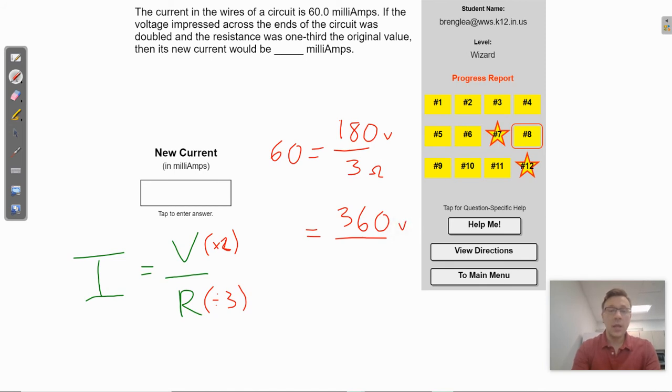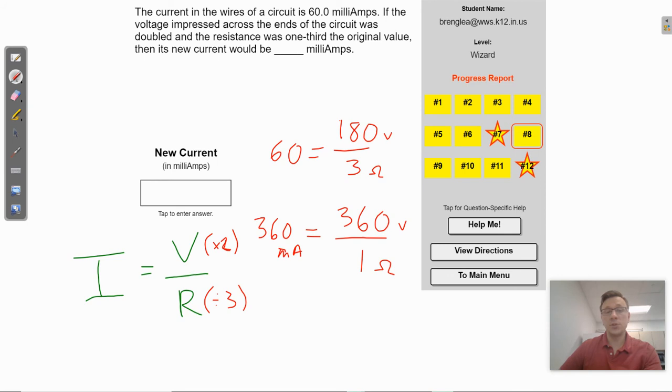And then it says that we're going to cut the resistance to 1/3 of its original value. So instead of it being 3, it's now going to be 1 ohm. And so you can see here that this is going to make a new current of 360 milliamps. Wow, that was supposed to be an M. 360 milliamps.